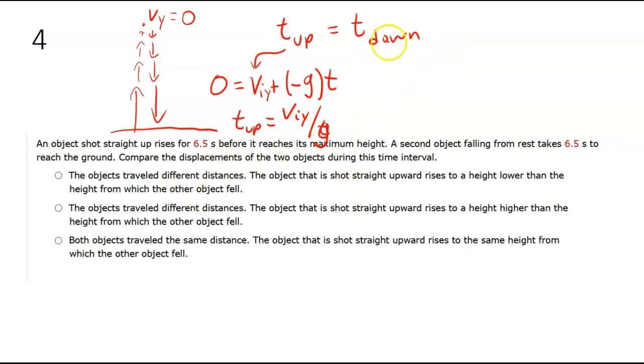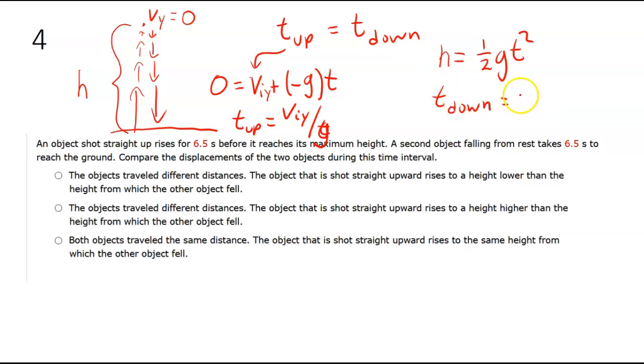If we're looking at our time down, one thing that we can use is to say, well, if you're falling from some height h, and if we chose down to be the positive direction, I could say the height is just equal to, well, there is no initial velocity, and so I can say 1/2 g t squared, and I see that time down is equal to the square root of 2h divided by g.